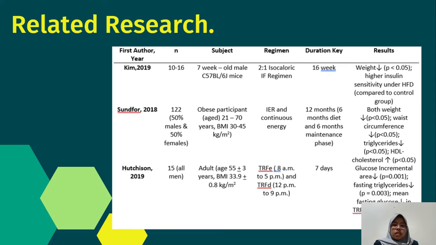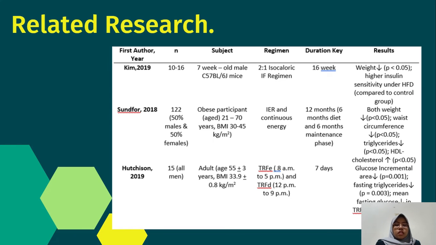Next, the second is by the author Sun in 2018. The subjects are obese participants aged 21 to 70 years with a BMI of 30 to 45. The regimen is IER and continuous energy restriction, and the duration is 12 months. The result is that weight decreased, waist circumference decreased, and triglycerides decreased.